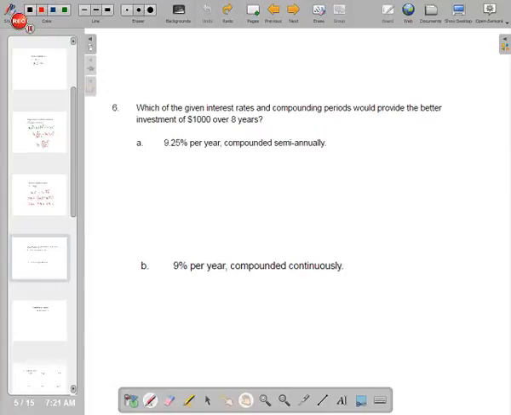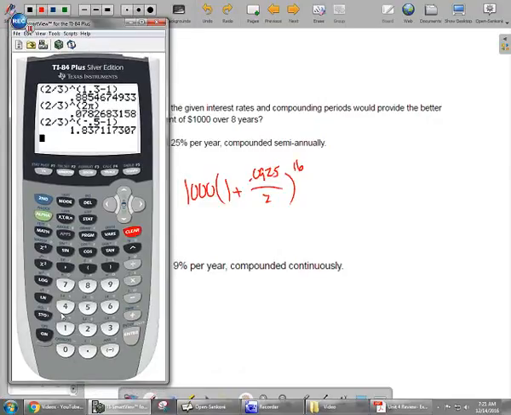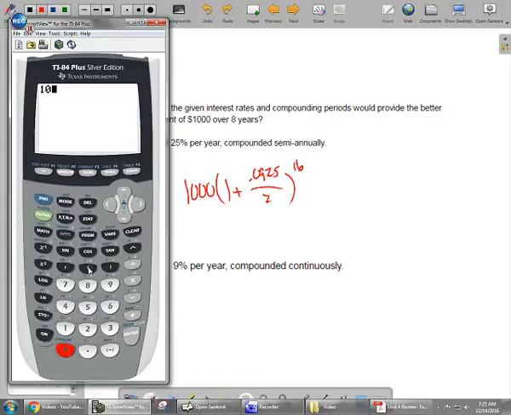Given interest rate. Alright, so we can compound interest continuously, or we can do it via periods, and here we're doing it both ways to figure out which way is going to give me more money. If it says compounded semi-annually, that's twice a year, so we're starting with $1,000. 1 plus our interest rate is 0.0925, and if it's semi-annually, we're doing it twice. 8 years, semi-annually, we're going to compound interest 16 times.